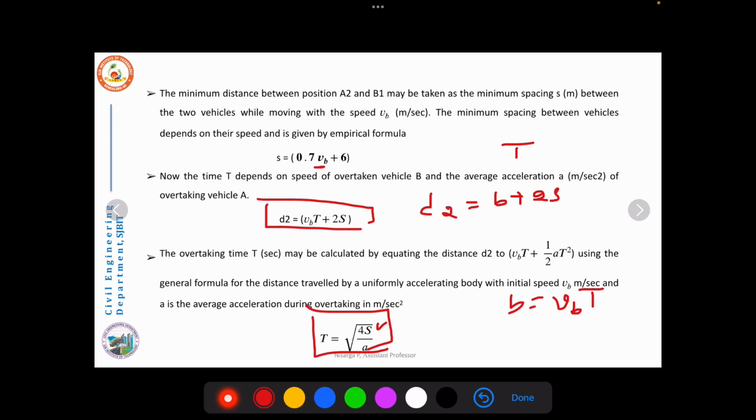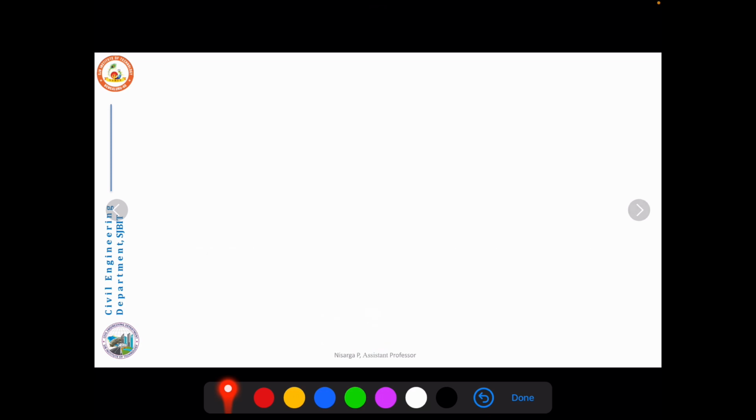Plus 2s. So s can be computed using the empirical formula, and to determine the overtaking time we have an expression. First find out what t and s are, and then substitute in the d2 value to get the distance traveled by the vehicle during the overtaking operation.